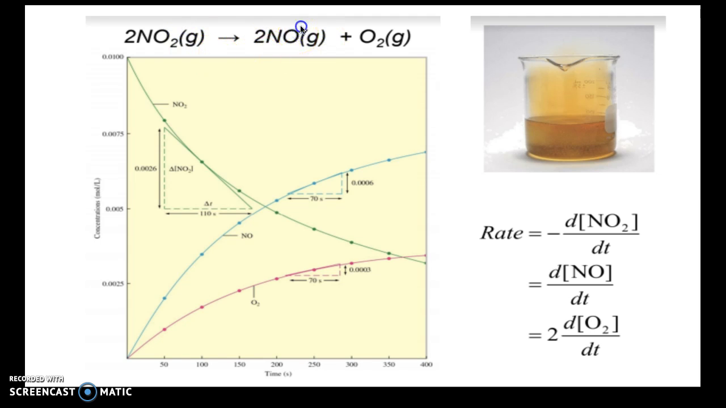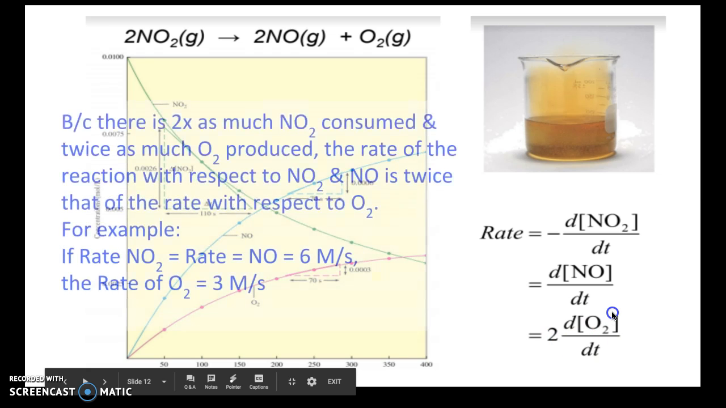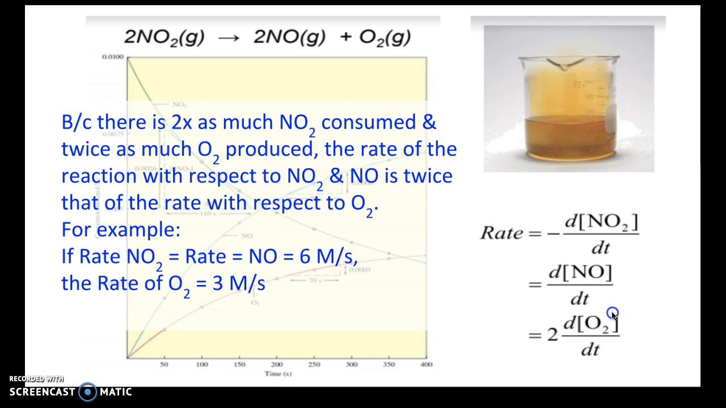Since they have the same coefficient of 2, there's no need to change. But for O2, since it's going to be slower, you're going to have to multiply it by 2 in order to get the rates to be equal. And that's information summarized in this blurb here. You could pause the video now if you want to read through that. And then when you press play again, we will move on to a CFU.